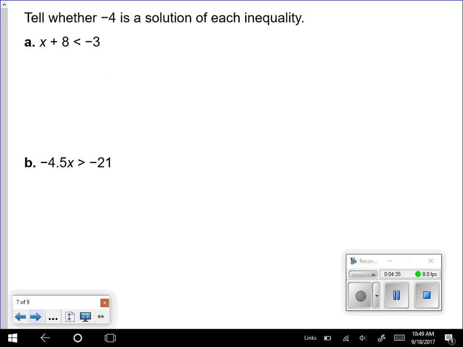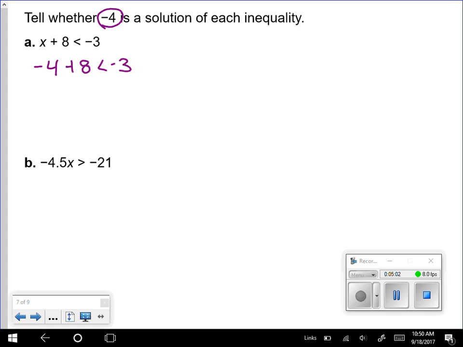Okay, this part's really important. Tell whether -4 is a solution of each inequality. We have x plus 8 is less than -3. What we're looking to say is, does -4 make this inequality true? So is whatever over here less than -3? Let's plug in -4 here.